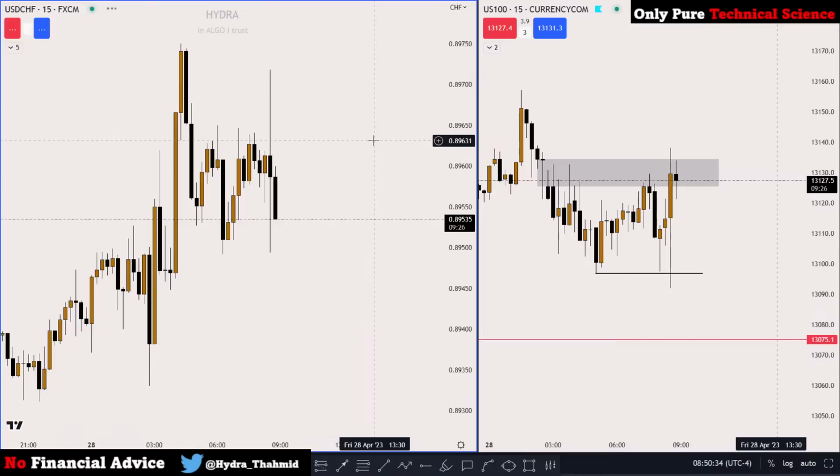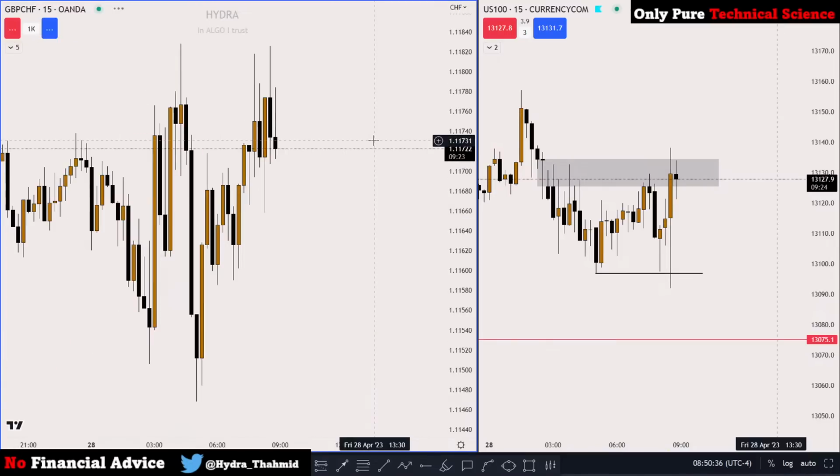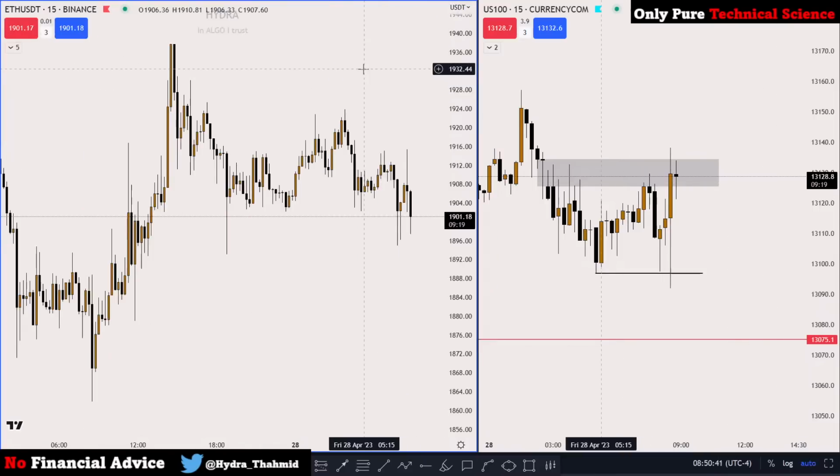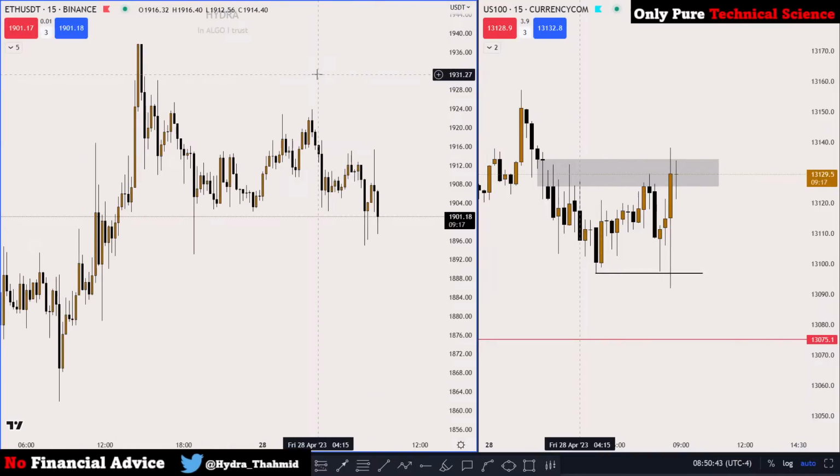GBP USD. Do you guys trade on GBP USD? The people who trade on Forex, I think they trade there. On crypto, let's go to the 4-hour chart.